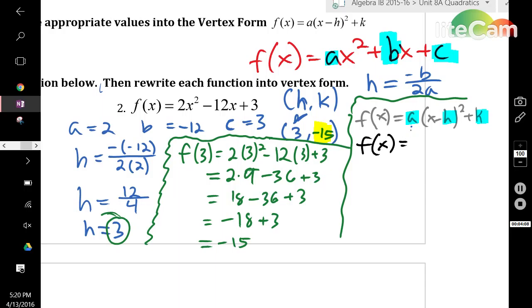A was, at the very beginning, determined to be 2. So it's going to be a 2 in front of that set of parentheses. X minus h. H is 3.